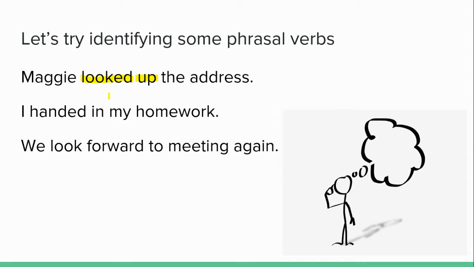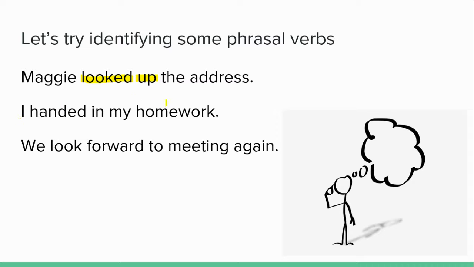Another way to think about this is that up describes the way that Maggie looked. Oftentimes, that's how the adverb or preposition is going to work with the verb in these phrasal verbs, and that can help make it easier for us to recognize them.